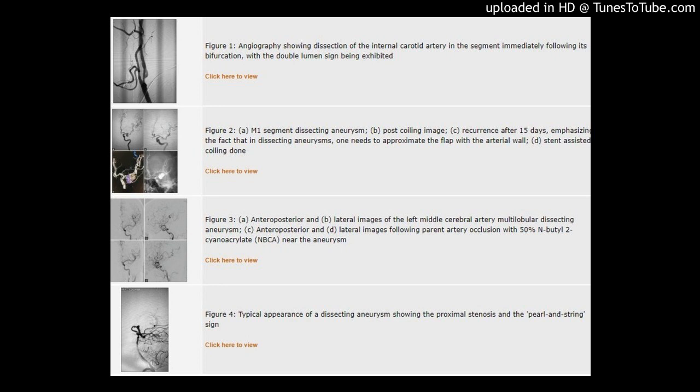Figure 3, A, anteroposterior, B, lateral images of the left middle cerebral artery multilobular dissecting aneurysm, C, anteroposterior, D, lateral images following parent artery occlusion with 50% N-butyl 2-cyanoacrylate, NBCA, near the aneurysm. Figure 4, typical appearance of a dissecting aneurysm showing the proximal stenosis and the pearl and string sign.